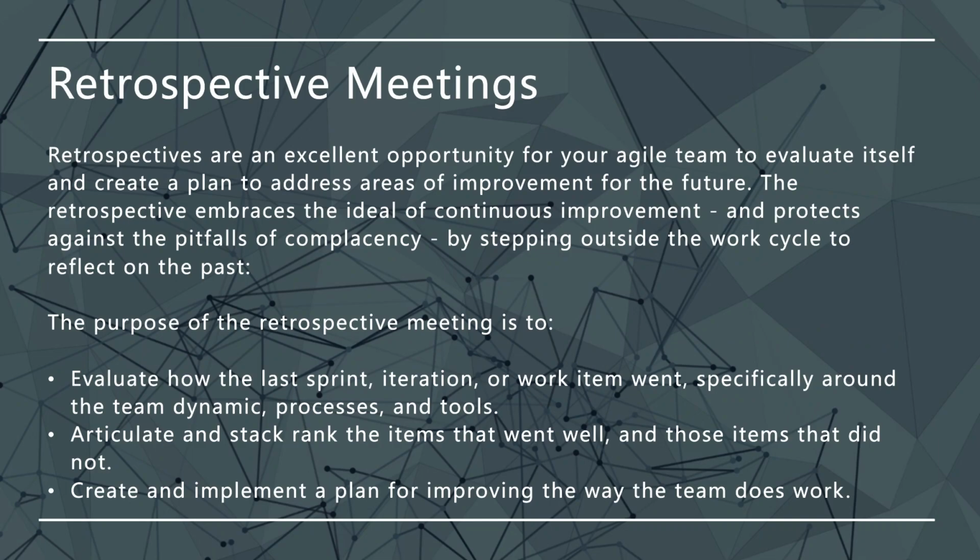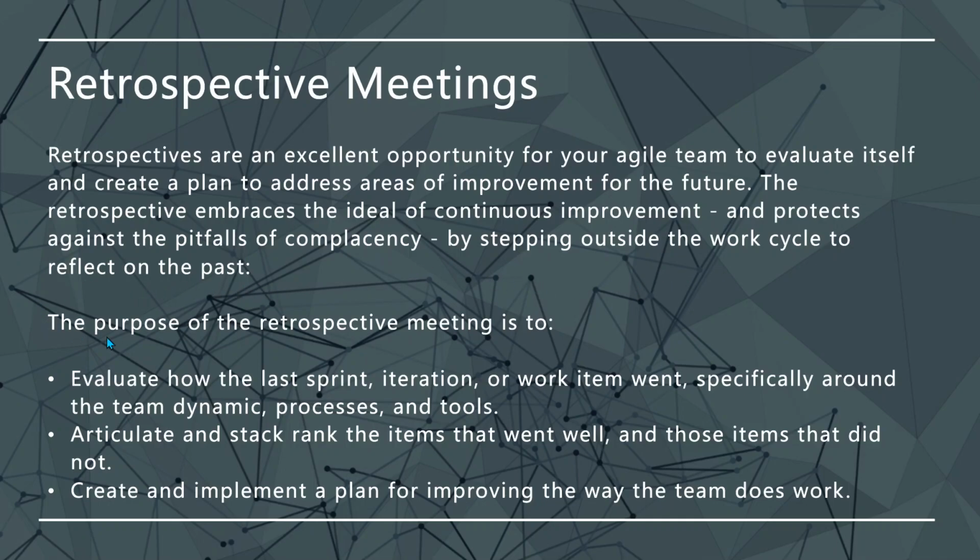Right, so what is a retrospective meeting? Retrospectives are an excellent opportunity for your agile team to evaluate itself and create a plan to address the areas of improvement for the future. As I said earlier, you generally sit in a retrospective meeting and understand what went well, what did not go well, and what things to improve in the future. The retrospective embraces the ideal of continuous improvement and protects against the pitfalls of complacency by stepping outside the work cycle to reflect on the past.